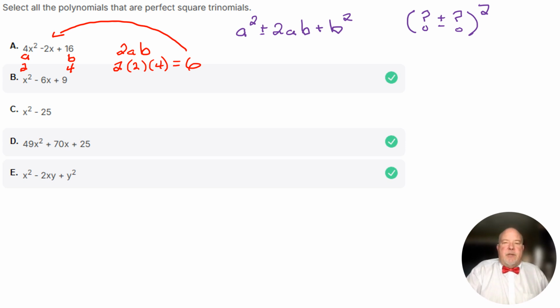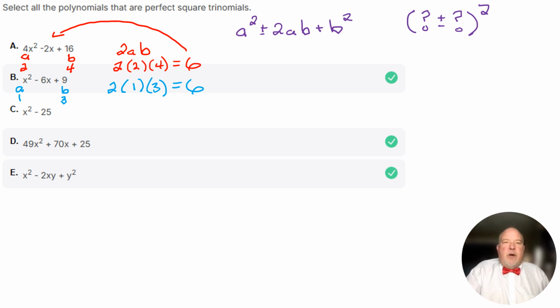All right, so let's look at the next one. On the next one here, the a value is the square root of the coefficient of x squared, which is 1. There's a 1 there, and the square root of 1 is just 1. The b value, the square root of 9, would be 3. So let's check 2 times a times b again. So 2 times 1 times 3, and I get 6, which is that middle term. So this one is a perfect square trinomial. If you didn't follow that, I'd suggest you back up and watch that again, okay?